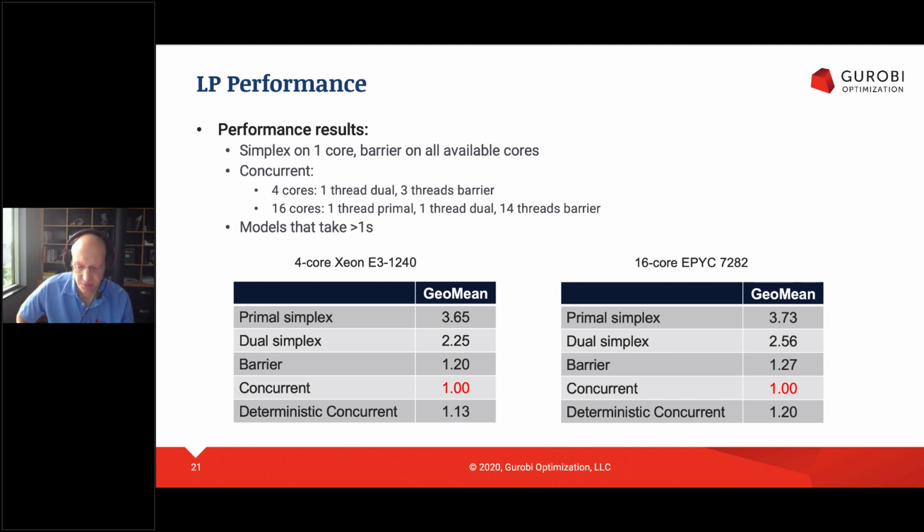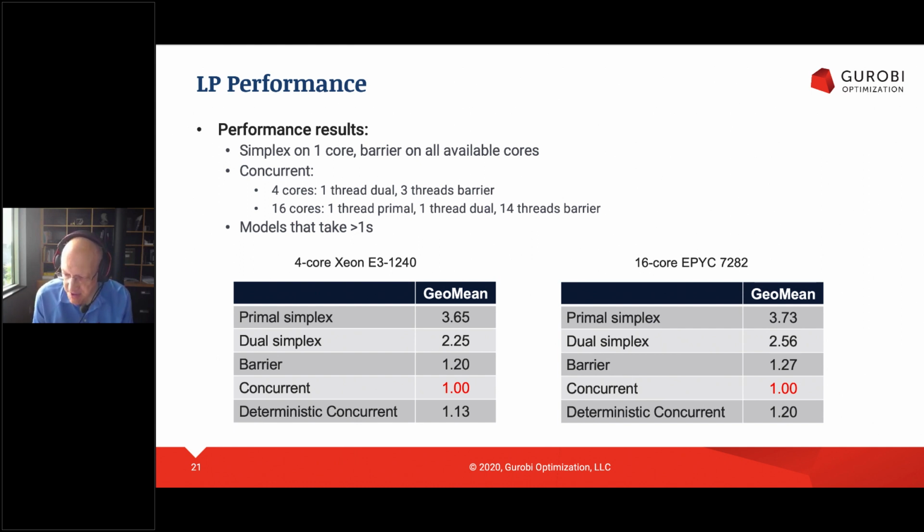One question you're going to ask is, what's the cost of determinism? What's the cost of requiring that we get the same exact basis every time? On 4 cores, the cost is on average about 13%, 1.13. On 16 cores, the cost is 20%, 1.20.